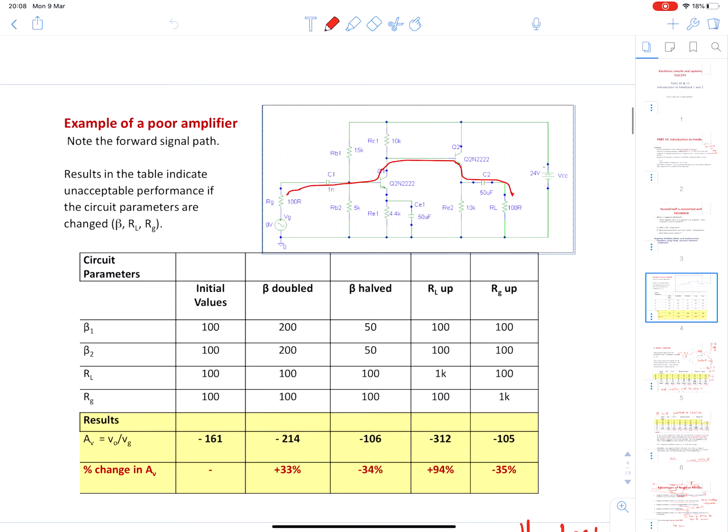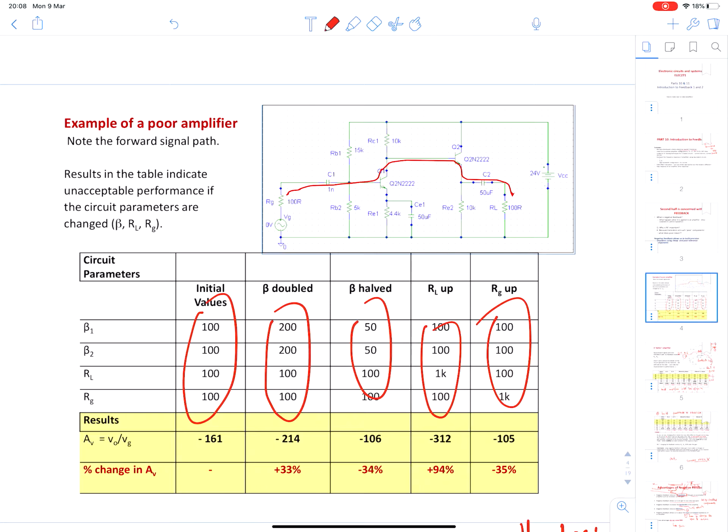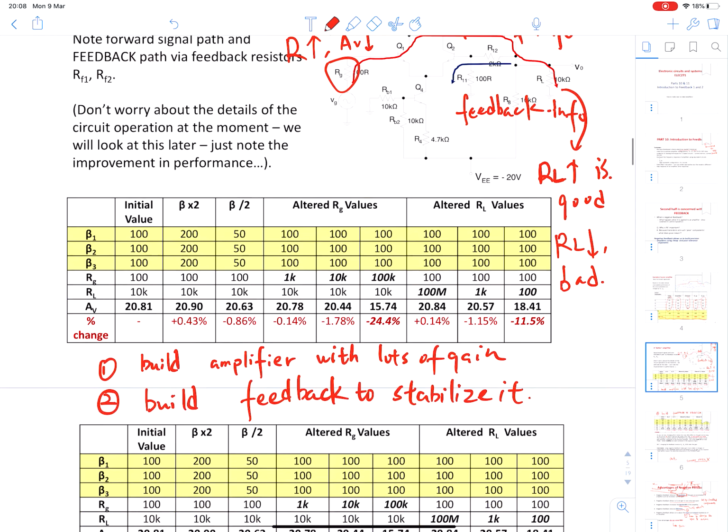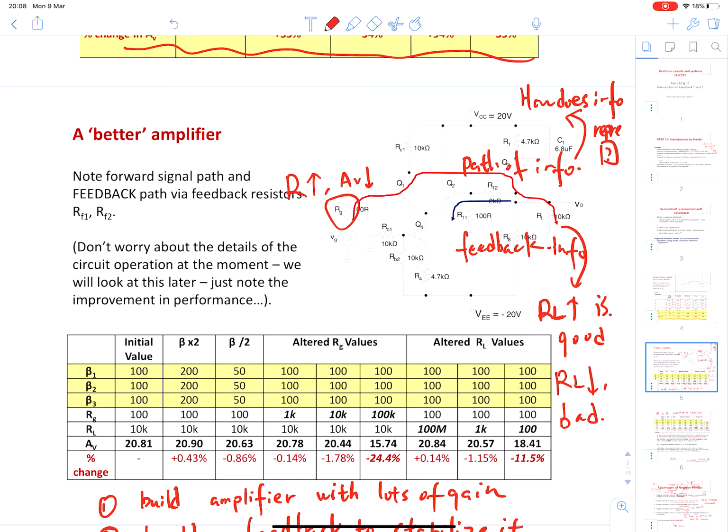So this is an example of a poor amplifier. For example, the initial value of beta 1, beta 2, beta 3 is around 100. If we double the beta to around 200 and change it, level up, level down, we are going to see that the result changes a lot in the amplifier, which means it is very sensitive to the change in the current configuration.